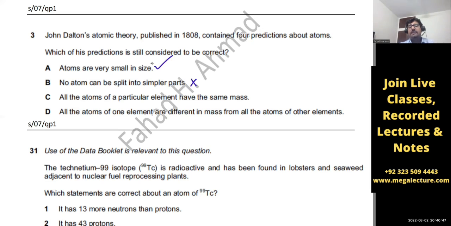No atom can be split into similar parts. We've figured out we can split it into many simpler parts: protons, neutrons, electrons. Usko further split karo, leptons or quarks, or you can split it into smaller and smaller pieces. All the atoms of a particular element have the same mass. No, they don't. You've got lots of isotopes. All the atoms of one element are different in mass from all the atoms of the other elements. No, 2 elements can have the same mass.